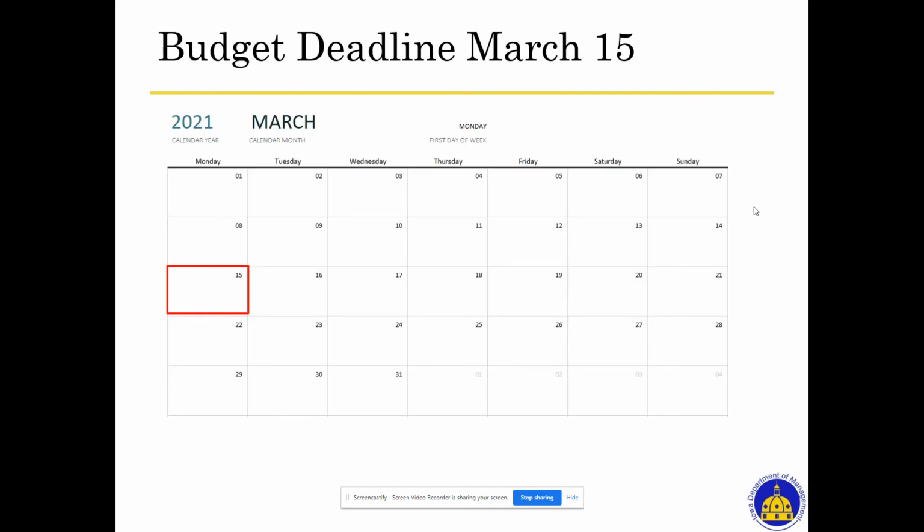The budget deadline for your fiscal 22 budgets is March 15th of 2021, and that is a Monday in this upcoming year.